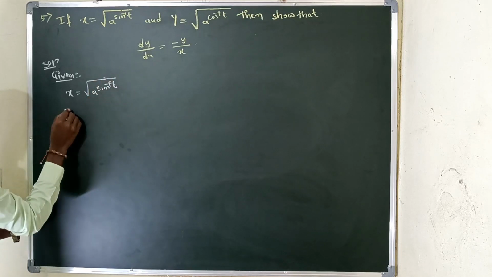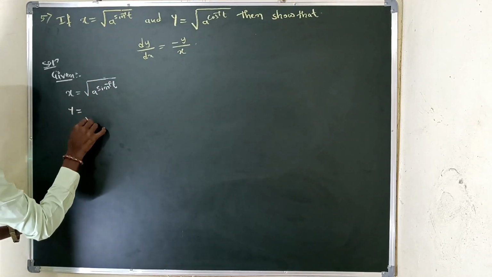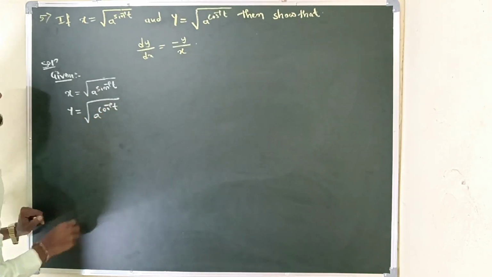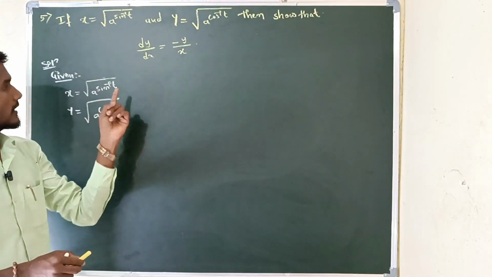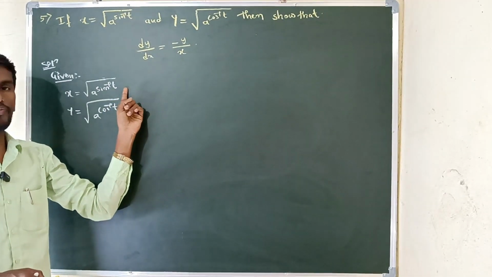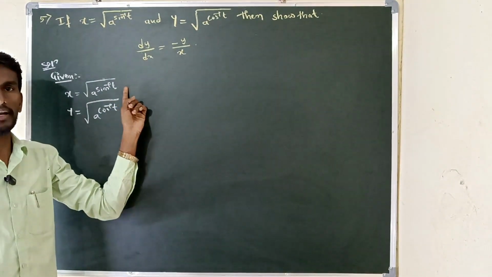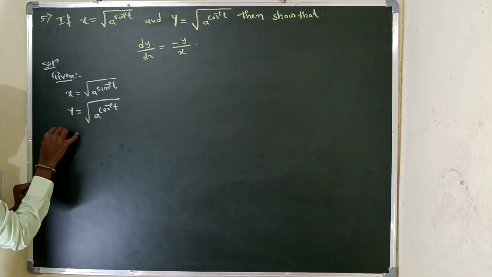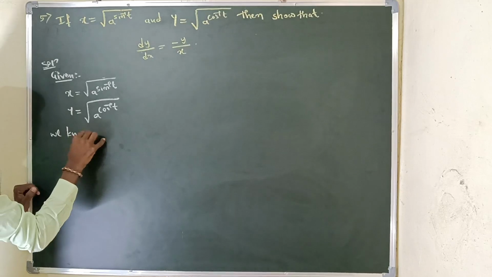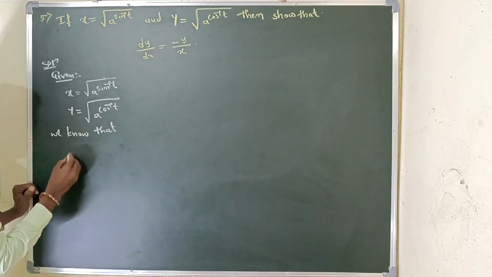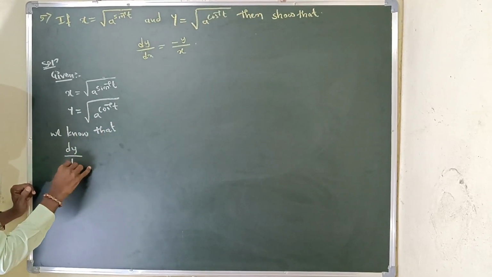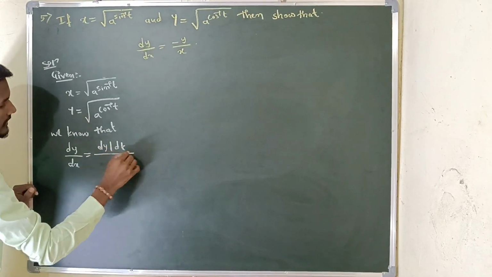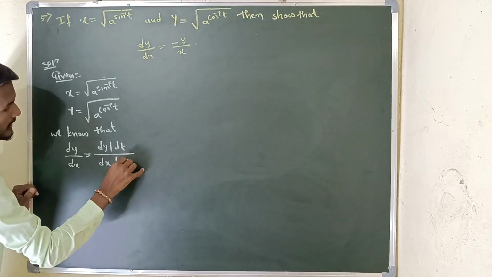and it is a complete root, then y equals square root of a to the power cos inverse t. It is a derivative of parametric in terms of the parameter t, then the formula will be, we know that dy by dx is equal to dy by dt divided by dx divided by dt.